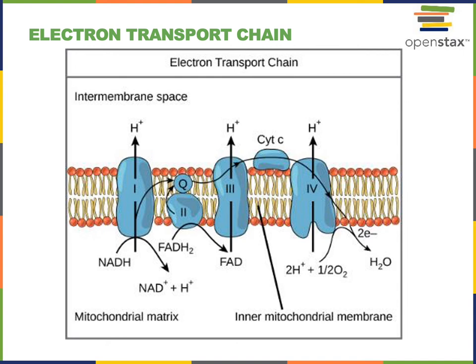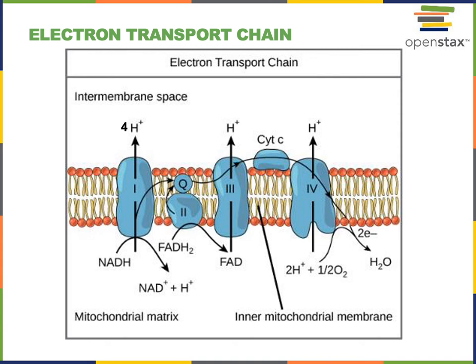Complex 1 of the electron transport chain is also known as NADH ubiquinone oxidoreductase, and it catalyzes the oxidation of NADH and the reduction of ubiquinone, forming the products NAD+ and ubiquinol. In the process, 4 hydrogen ions are pumped from the mitochondrial matrix to the intermembrane space. As these hydrogen ions, which are also known as protons, accumulate in the intermembrane space, this will create a potential energy source that will fuel ATP synthesis.